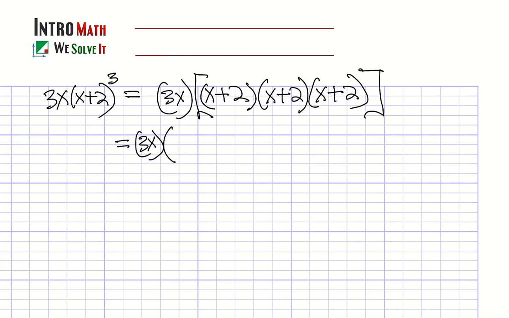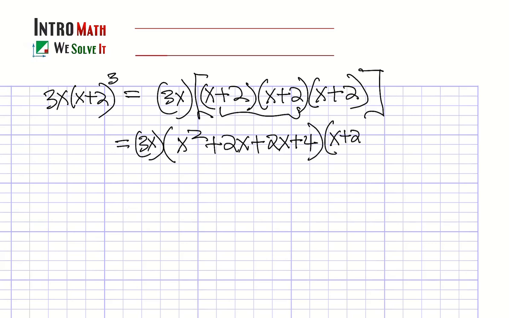What did I do? Hang on a minute. No, it's correct. I thought something was wrong, but it's okay. It's not that bad. So we do x times, we'll do this first. X times x, you get x squared. X times 2, you get 2x, right? And then 2 times x, you get 2x. 2 times 2, you get 4. You see that, right? So we still have x plus 2 outside.